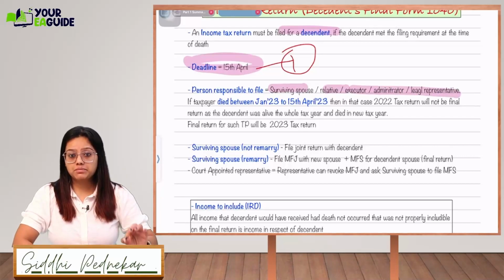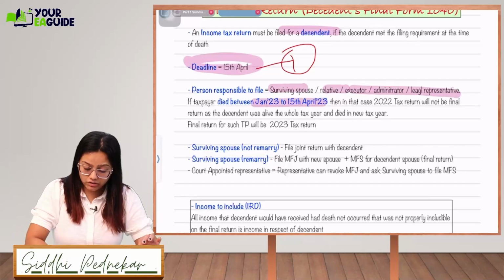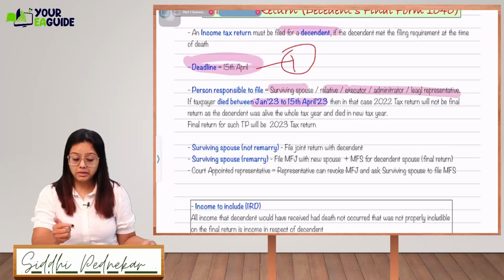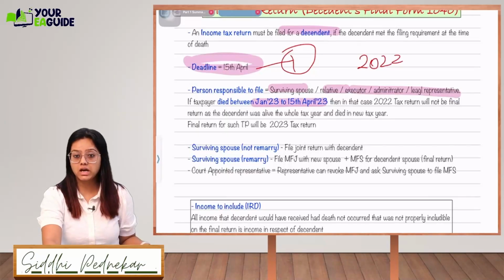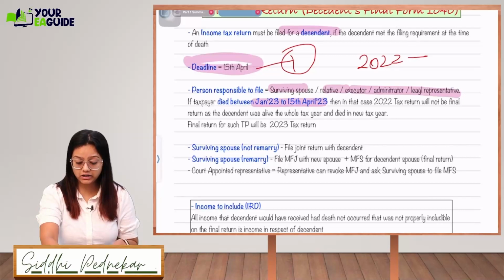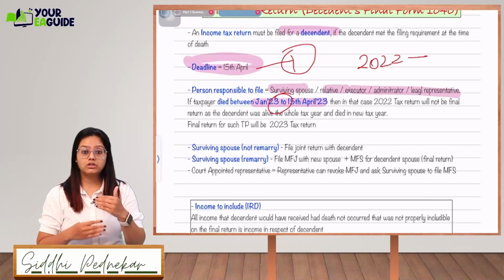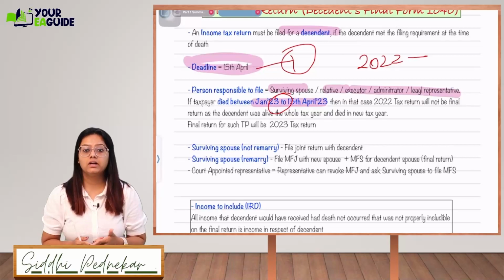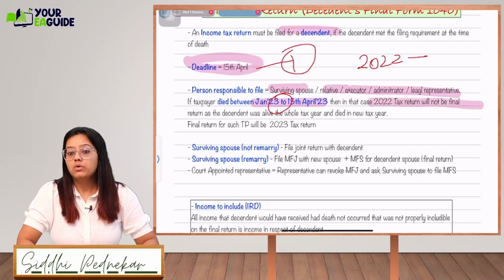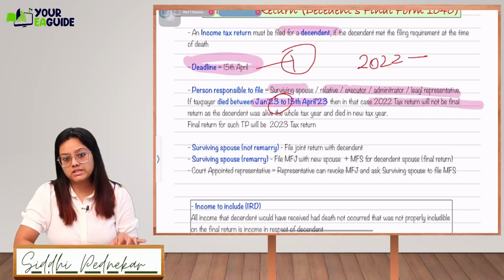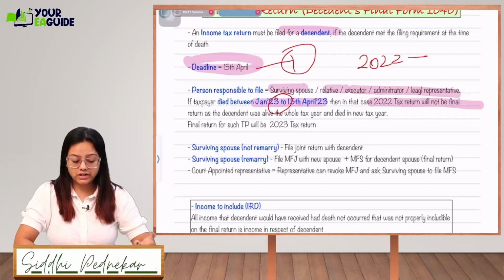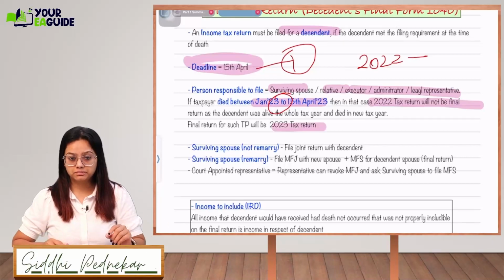Okay, if a taxpayer died between January and 15th April, can I say he was alive for the whole previous 2022 tax year, then we are not going to file a final tax return for 2022, but he died in 2023. So when you file a 2023 tax return, that will be your final tax return. Then in that case, you can read over here, the 2022 tax return will not be the final return, as a decedent was alive the whole tax year and died in the new tax year. So the final return will be for the 2023 tax year.